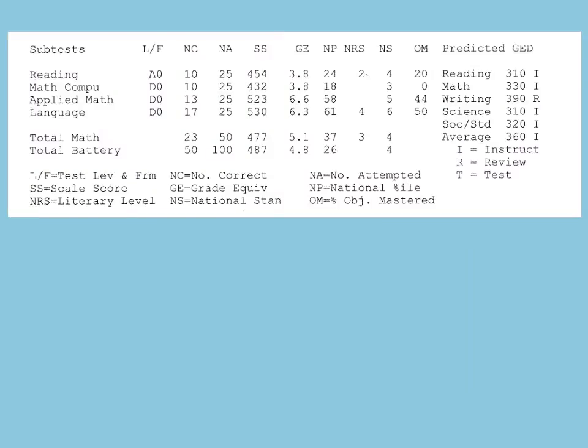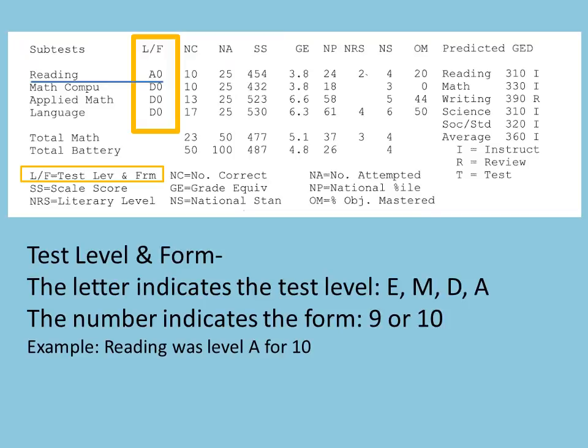Your score printout consists of several scores and values. We'll discuss the ones that mean the most to you as a student. First is the level and form. There are 4 levels that Project Learn uses: E, M, D, and A being the highest. There are 2 forms or versions. These are 9 and 10. That's why the test is called the TABE 9 and 10.